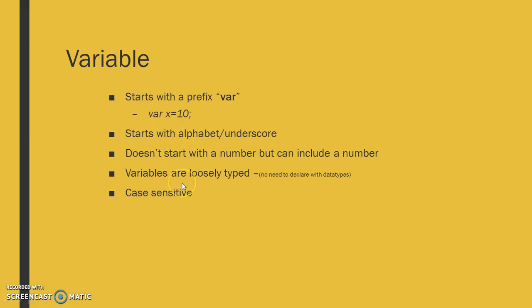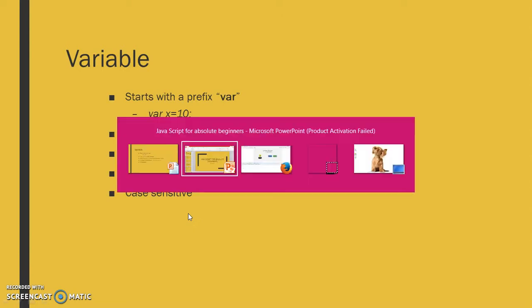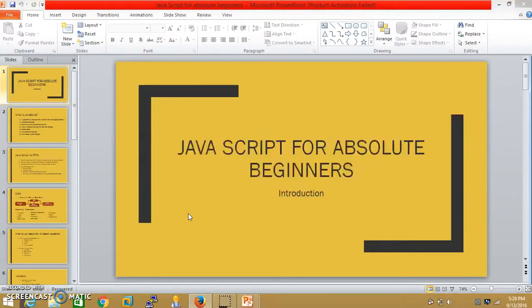Moreover, variables are loosely typed, so we need not specify any data types like character or integer, as we do in Java or C++. And a variable is case sensitive. You understand well what case sensitive is. Let's move on and learn something practically about variables.